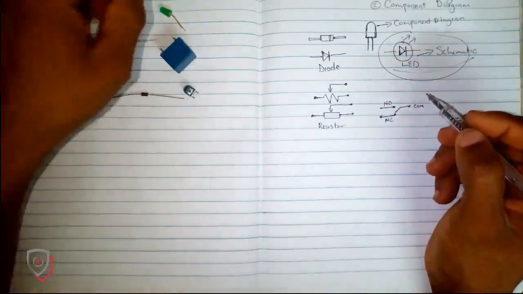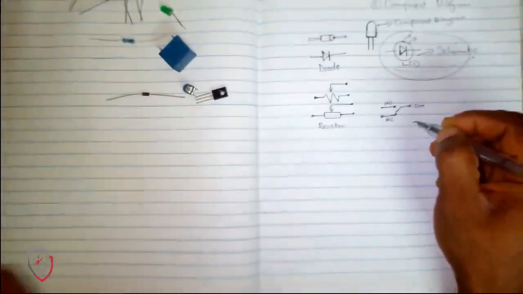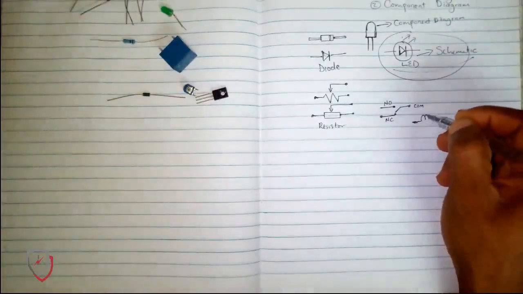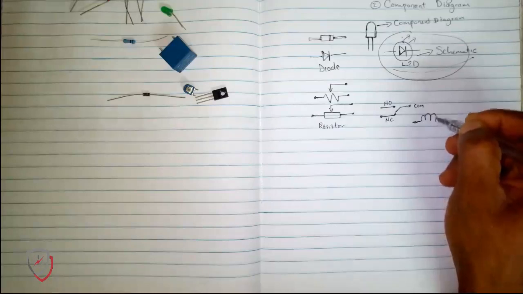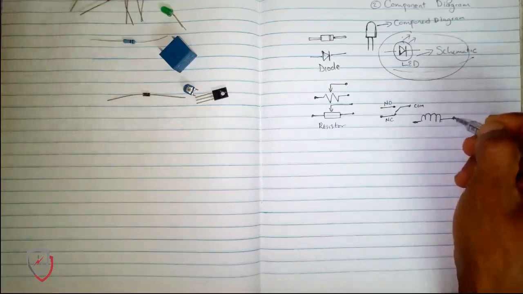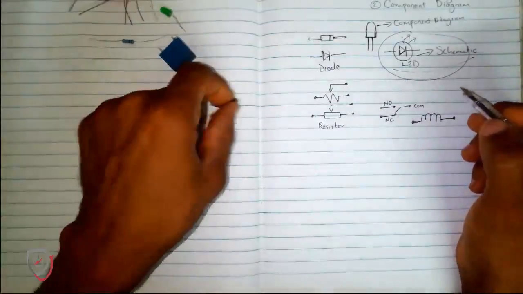Now this is a transistor. Okay, I've not drawn the relay. There's an inductor inside of a relay. So this is how an inductor looks like. This is how an inductor looks like. You should have your connecting terminals.